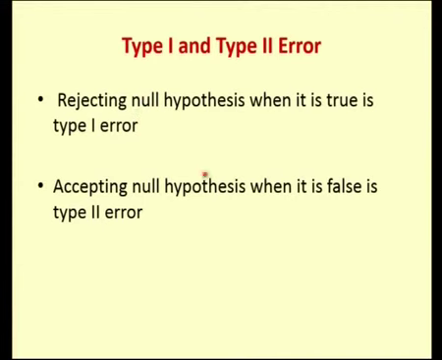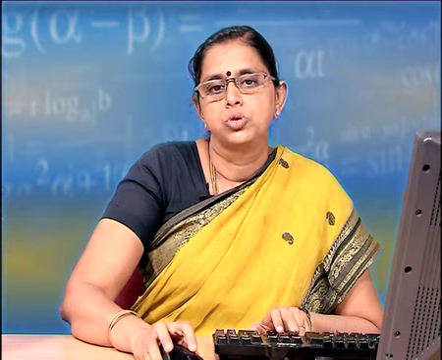One more error can also happen in sampling, where we accept the null hypothesis when it is actually false, and we call that the type 2 error. If you are rejecting the null hypothesis when it is false, then it is a correct decision. Similarly, if you are accepting the null hypothesis when it is true, it is a correct decision. So, these are the two types of error.